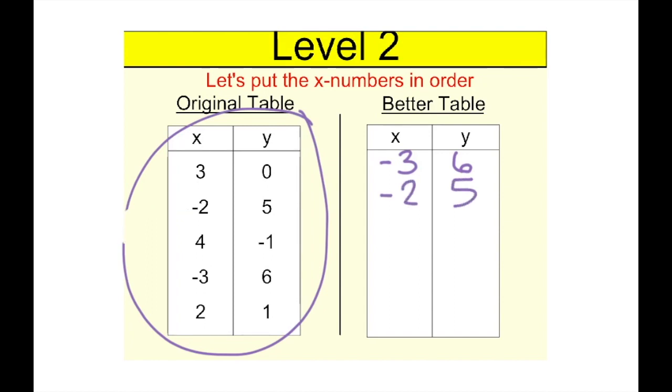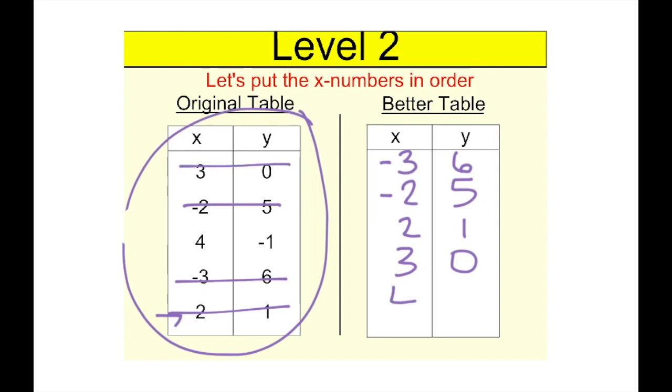Okay, after I complete that, I'm going to go ahead and cross them off so I don't get confused. Okay, so the next one that we're going to do, if I'm looking at my numbers, the small one is going to be 2 and then 1. And then next I would have 3, 0. And finally I'd have 4, negative 1. So let's see if we find a pattern.